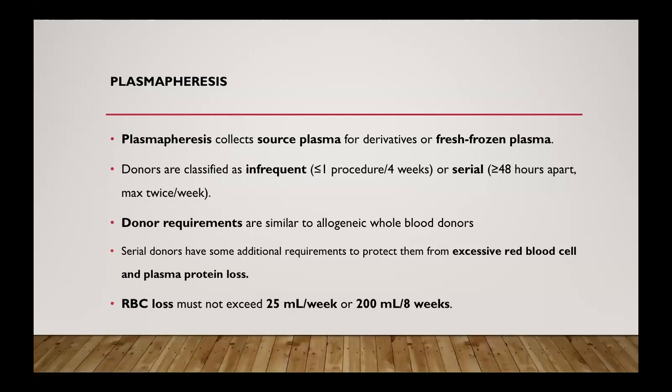So donor requirements are similar to allogeneic whole blood donors. If a person is coming to donate plasmapheresis, of course, we also have to screen them, and they have to go through the same process as whole blood donation. Serial donors have some additional requirements as well in order to protect them from excessive loss of RBC and plasma protein. This should always be noted and followed, because serial donors are donating blood serially, frequently or continuously.